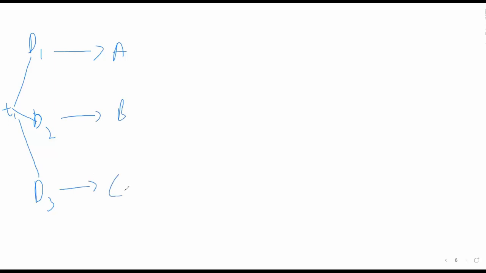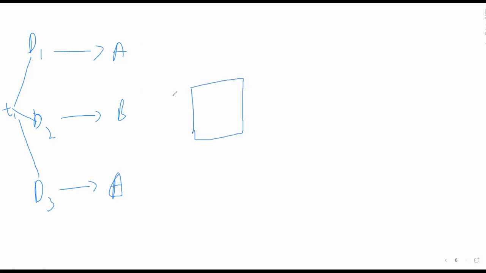Now here we have got three decision trees: decision tree one, decision tree two, and decision tree three. Now we have a test sample also, a sample for testing. So that's T1 here. This T1 sample we can pass into each decision tree, into D1, D2, and D3. Now each decision tree will return some output. Let's say this one returns class A, this returns class B, and this returns class A.